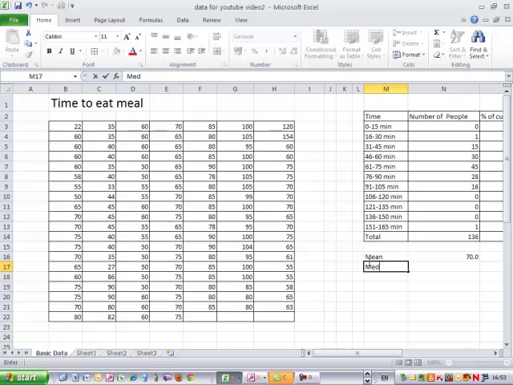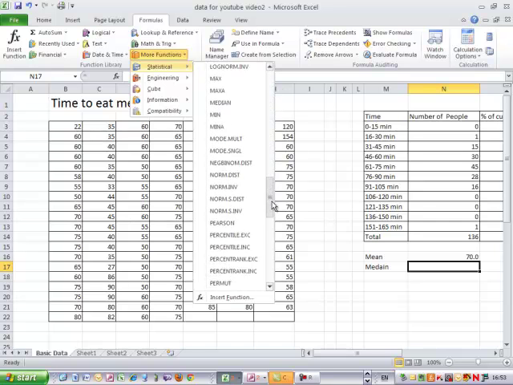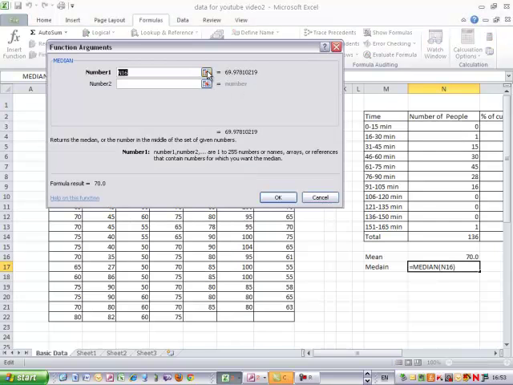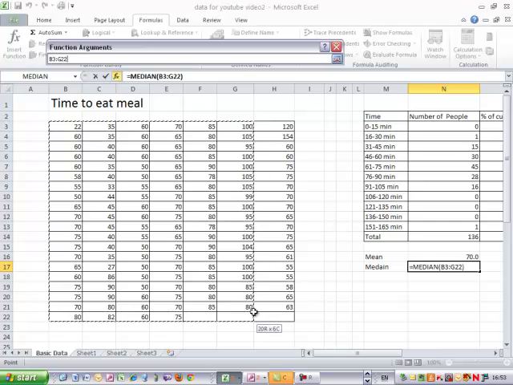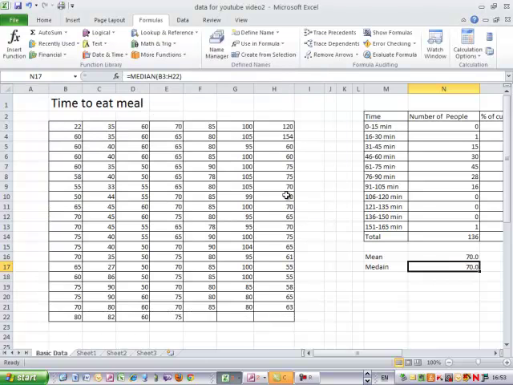The median, the middle when they're put in order. Again, we don't have to do that. We can use the formulas, more functions, statistical, and scroll down to the M's until we find the median. Click on the red arrow, highlight the numbers we're interested in, enter, and OK. The median in this case is the same as the mean, but it isn't always.